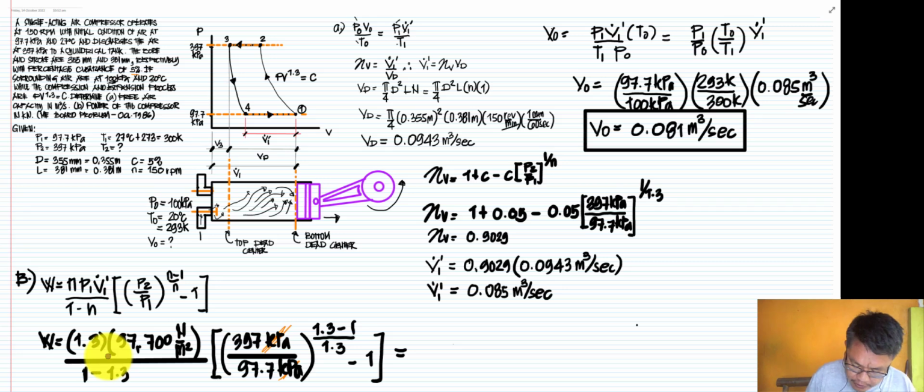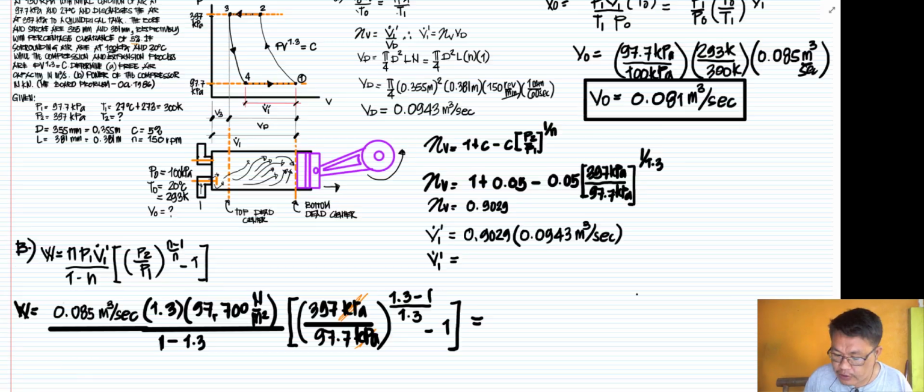That's why checking the units is a big help. When you say work, its unit should be Newton meter per second. And since the meter per second, or the second, is missing here, you'll see that the solution is erroneous and will lead you to an erroneous answer. So I already inserted the V1 prime, the volume flow rate.